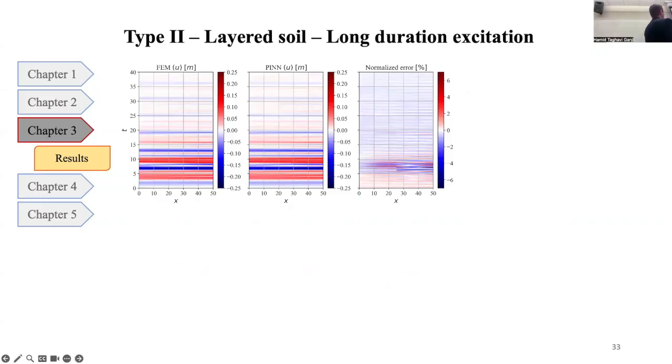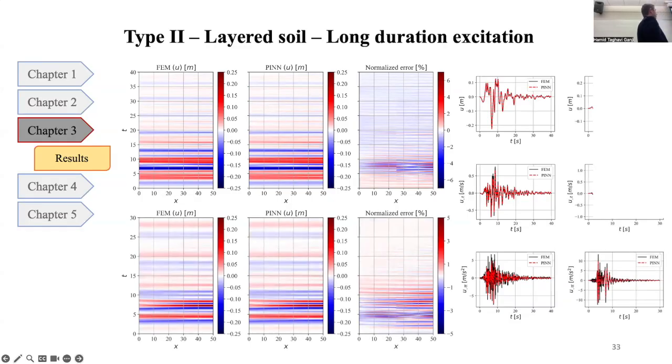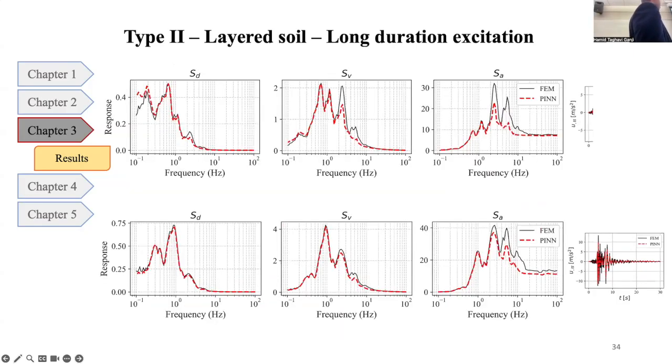And now we can compare the responses of the PINN versus the finite element model for the first earthquake. As we see, the errors are less than 7%. And we can plot the responses we have at the top of the soil column: the displacement, the velocity, and the acceleration. The displacement is the direct output of the network, but the velocity and acceleration are latent information which can be computed in our PINN framework. And these are the results for the second earthquake. As we see in the second earthquake, the errors are similar to the first earthquake, and it's less than 5%.